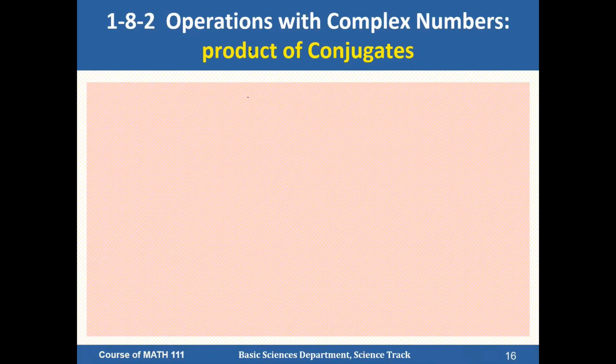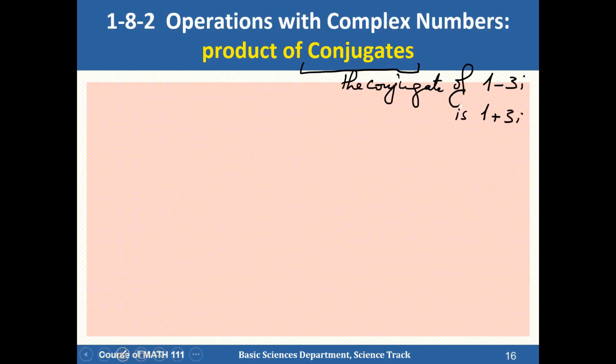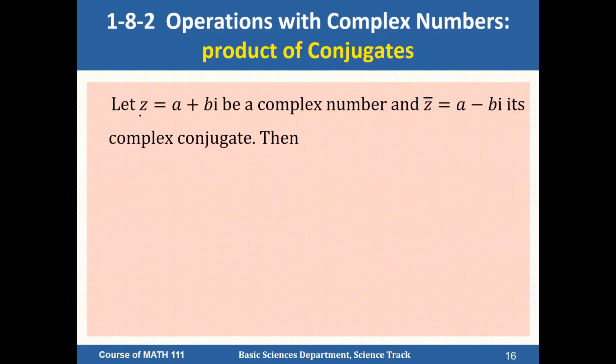We have a special case when we multiply two conjugate complex numbers. The conjugate of the complex number 1 minus 3i is 1 plus 3i. So the conjugate, you just reverse the sign of the imaginary part. So if we have a complex number z in standard form a plus bi, we denote its conjugate by this symbol z bar. The only modification is the sign of the imaginary part. This is what we call the conjugate.